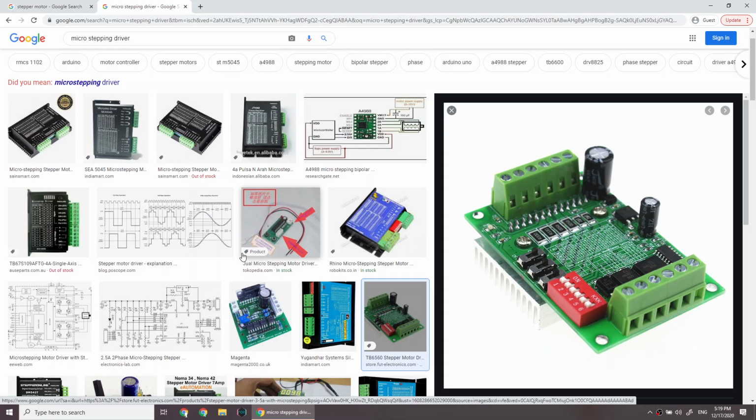I think it's enough. Today we talked about stepper motors in a general way and how stepper motors work. They usually don't work by themselves. You have to connect them to a stepper motor driver, and then you talk to the stepper motor driver. You don't talk to the stepper motor directly.